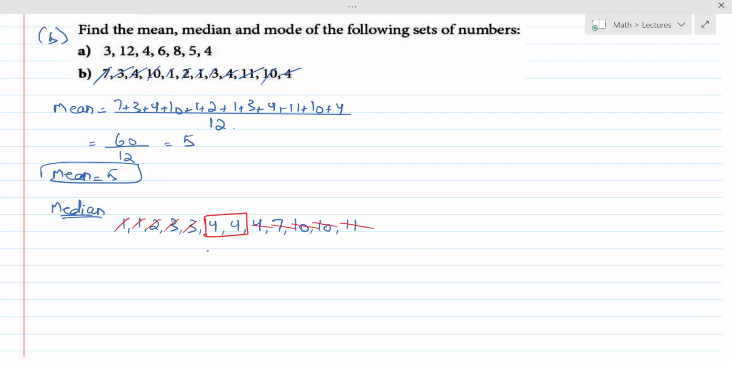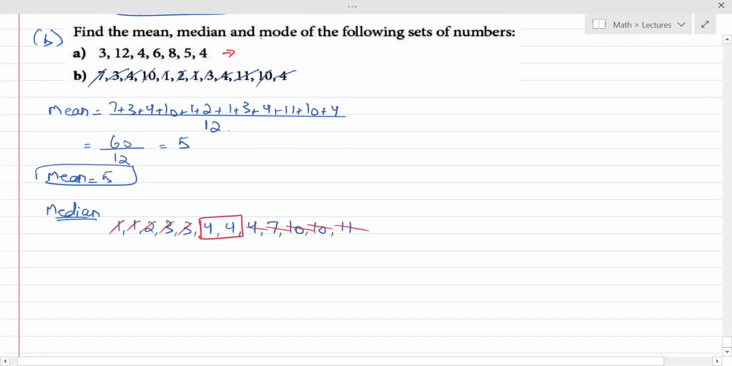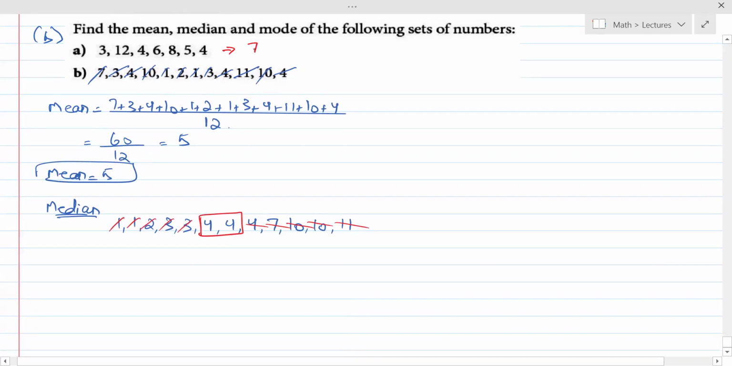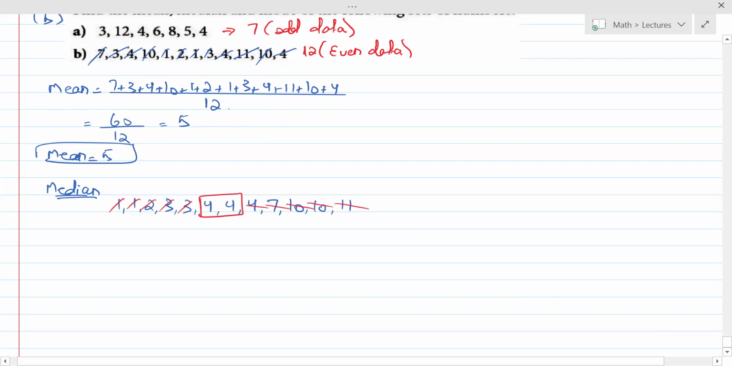Why is it happening? It's because in part A, the data values were 7 in number, and 7 was the odd data for us. And here in case of part B, we have 12 different values, and 12 is the even data for us. When we have even data, we'd be left with 2 different values. And whenever you have 2 different values in the middle, you always take the average of the 2 values.